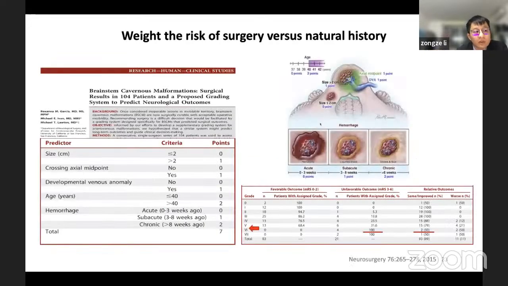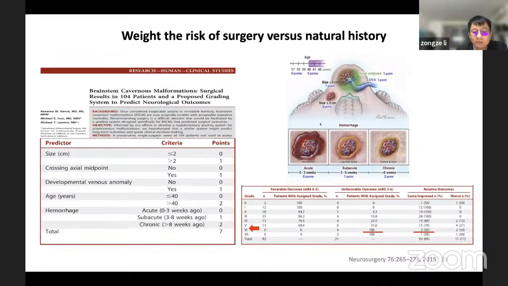Now let's talk about the available treatment options. Microsurgery is an important treatment of brainstem CM, and there are several post-operative outcome prediction systems available. Professor Lawton's model, which was published in Neurosurgery in 2015, is the most widely used system. It is based on the surgical outcomes of 104 patients undergoing surgery, and constructs a 7-level score based on factors such as lesion size, midline crossing, DVA, age, and hematoma time.